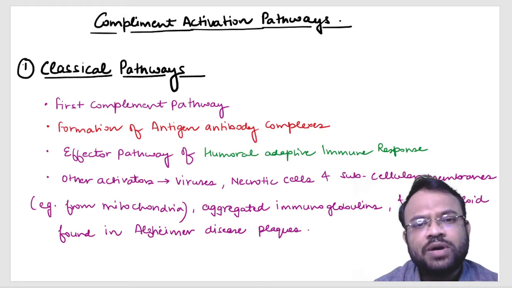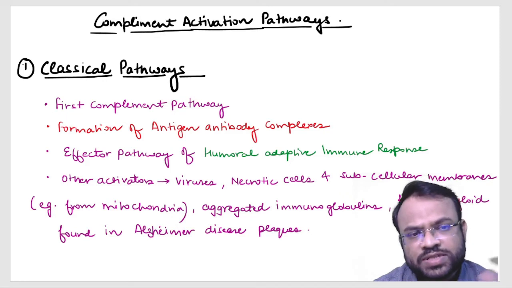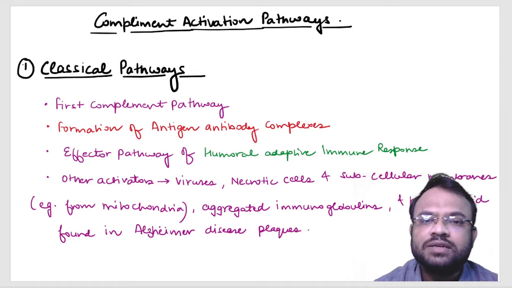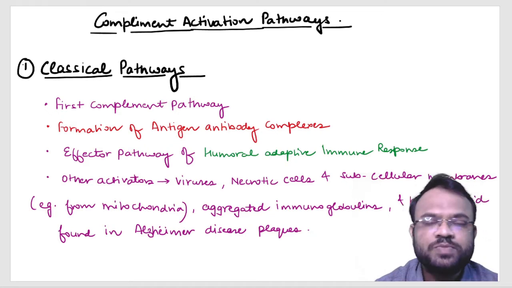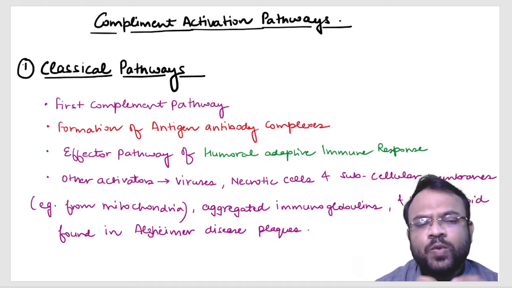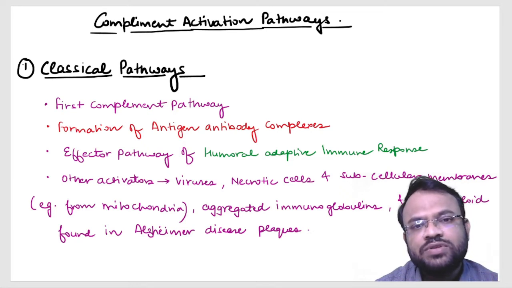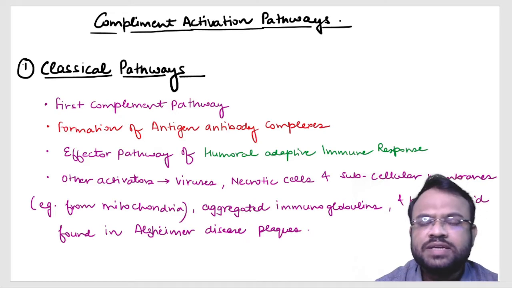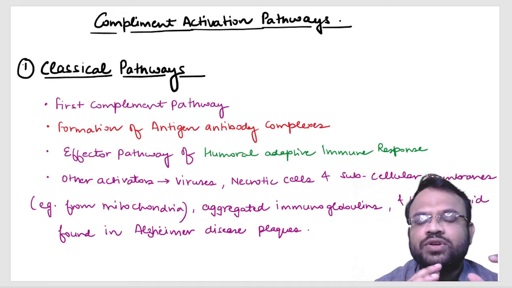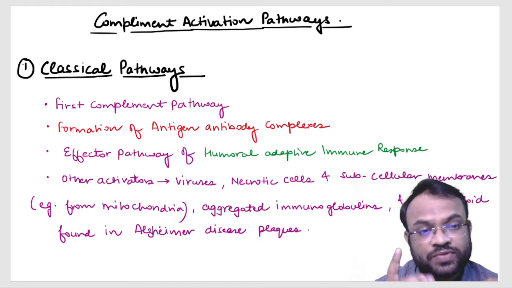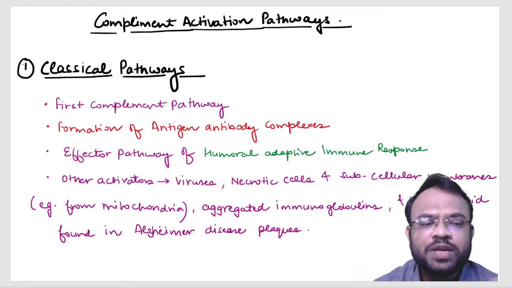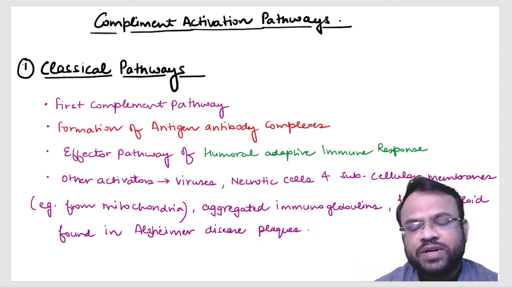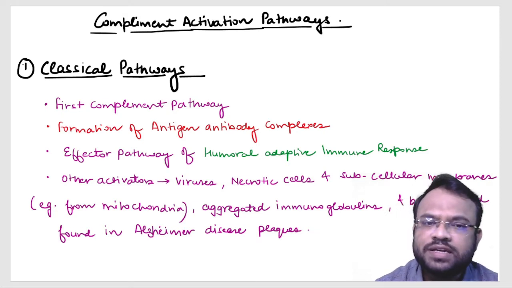Talking about the first pathway. What is the first pathway? It is the classical pathway. Why is such a peculiar name given to this pathway? Why are we calling it the classical pathway? The reason is that it was the first pathway to be discovered. This is the first point you can see on your screens: it was the first complement pathway that was discovered. That is why it is called the classical pathway.